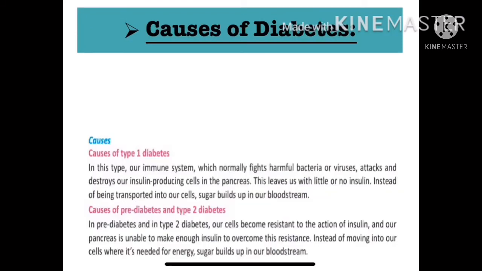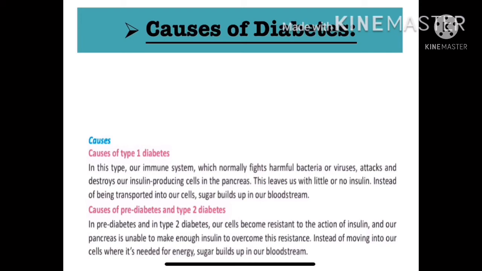So the causes of diabetes are, in type 1 diabetes, our immune system, which normally fights harmful bacteria or viruses, attacks and destroys our insulin producing cells in the pancreas. This leaves us with little or no insulin. Instead of being transported into our cells, sugar builds up in our bloodstream.